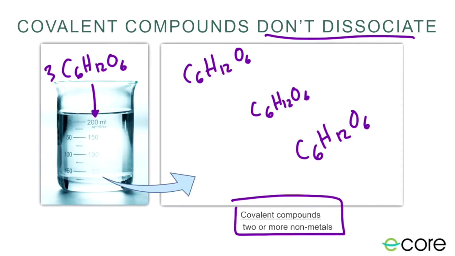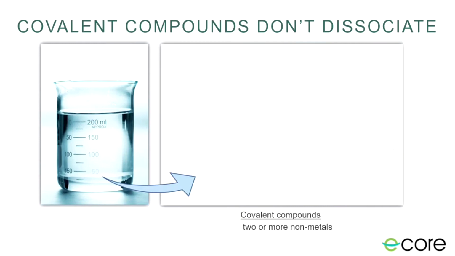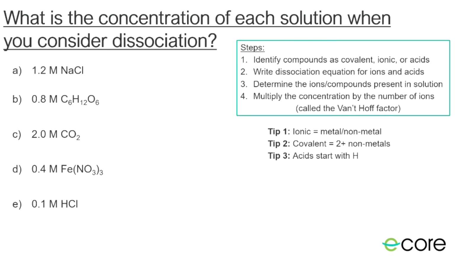Okay, let's practice thinking about what ions we have present. Here it says, what is the concentration of each solution when you consider dissociation? So what it's asking for is, what's the concentration of solute particles? How are we going to do this? First, we're going to have to identify our compounds as covalent, ionic, or acids. Because that will tell us if they dissociate or not. So let's just go through and do that.